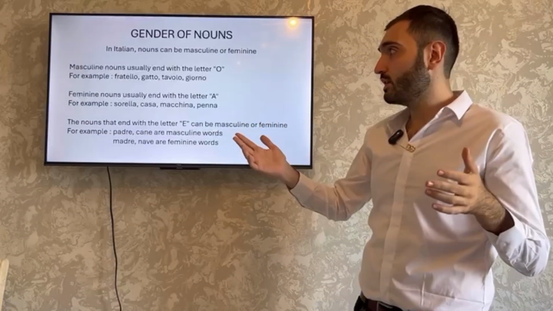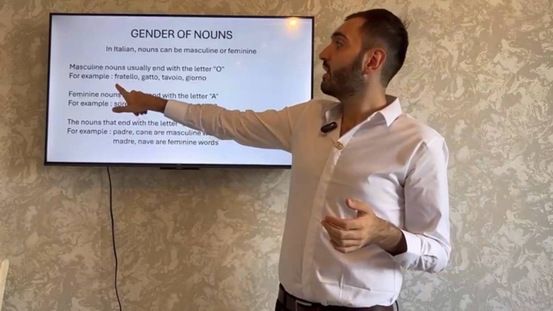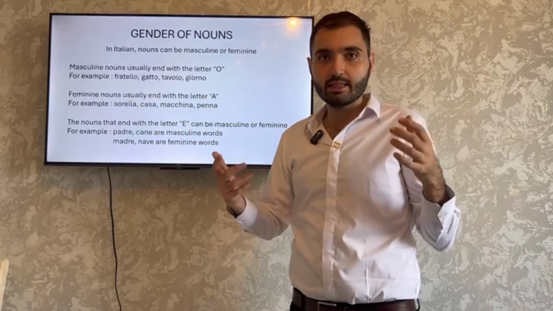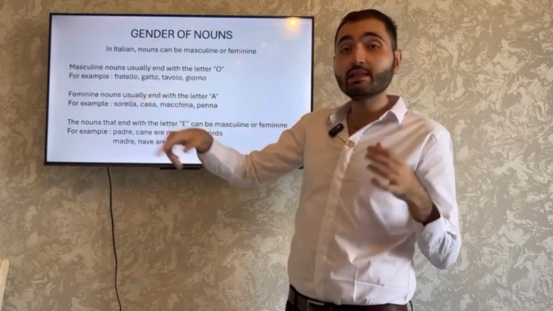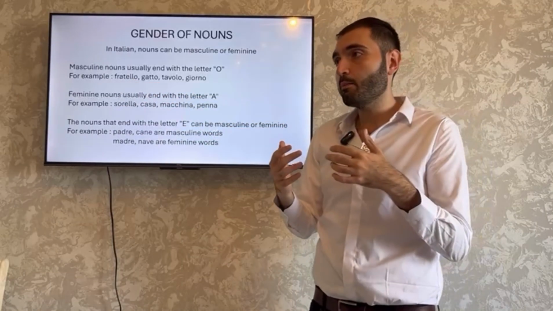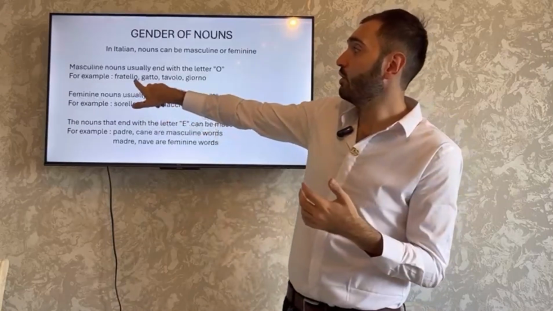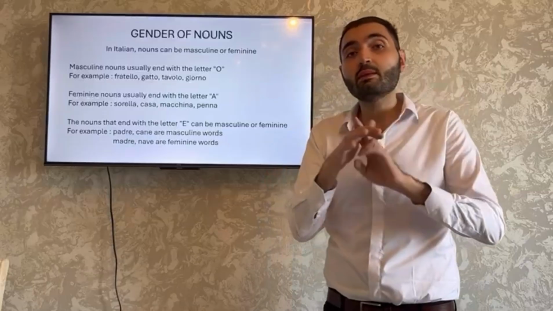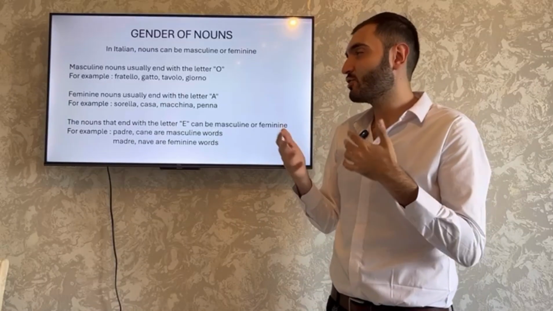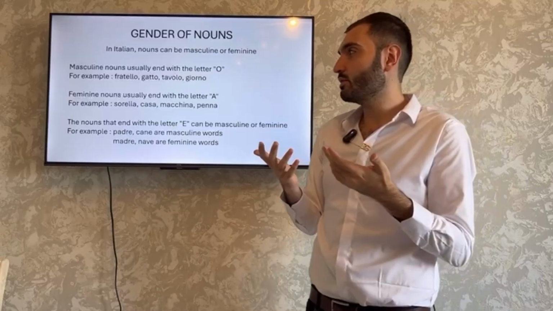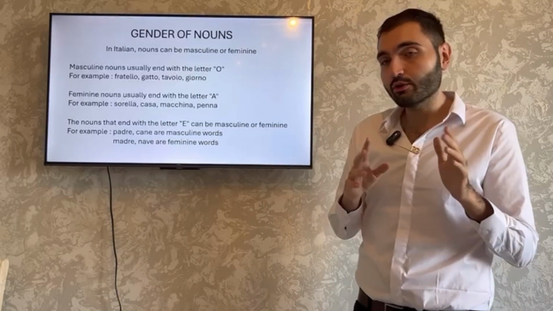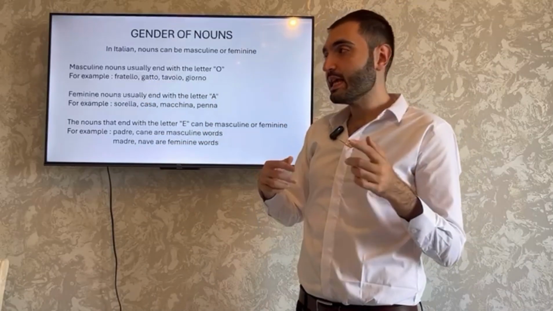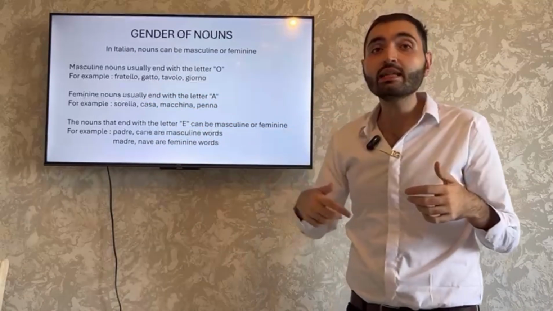For example, I show you here some words. The first word is fratello. Fratello means brother, and it ends with the letter O. It describes a person, a human being, and it also describes a man. That's why it's natural to guess it's a masculine word. But I will show you other words. The next word is gatto. Gatto means cat. It also ends with letter O, so it's also masculine.